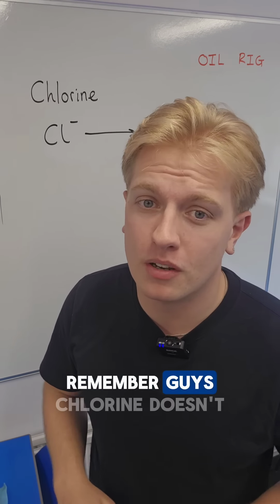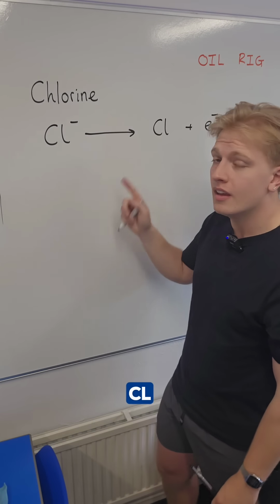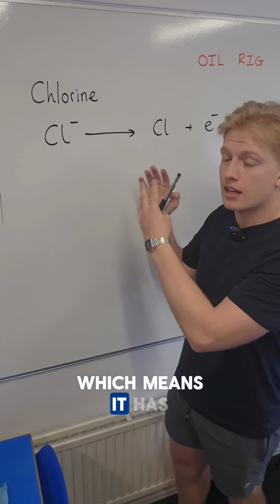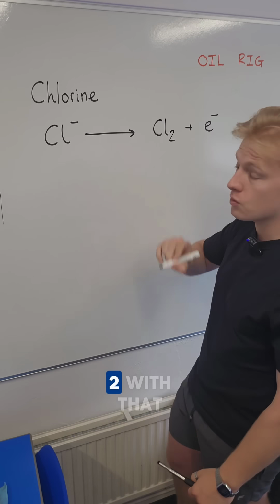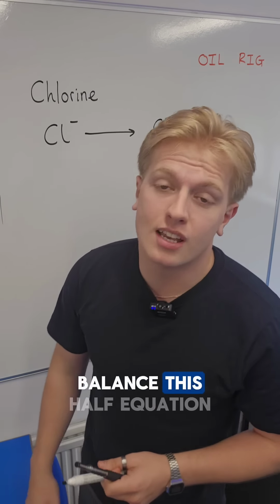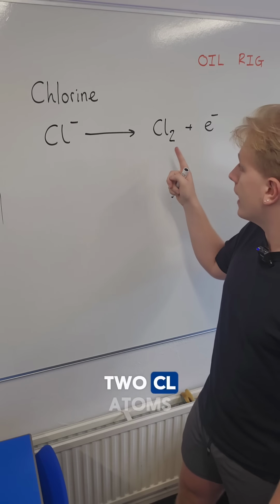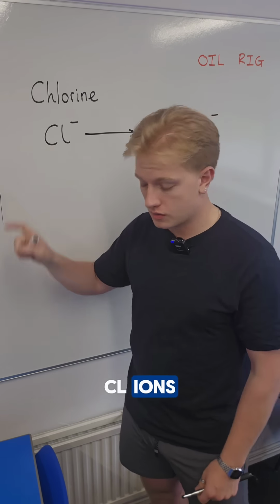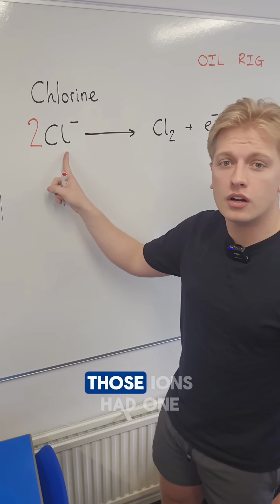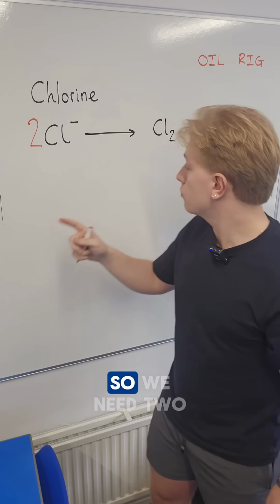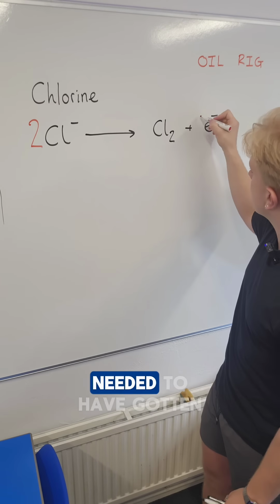But you need to remember, guys, chlorine doesn't go around as a Cl. It's a diatomic molecule, which means it has 2 atoms. It would be Cl2. With that, we're going to need to balance this half equation. So if you have 2 Cl atoms, we needed 2 Cl- ions. Also, remember, each of those ions had 1 electron to get rid of. So we need 2 electrons here that we needed to have gotten rid of.